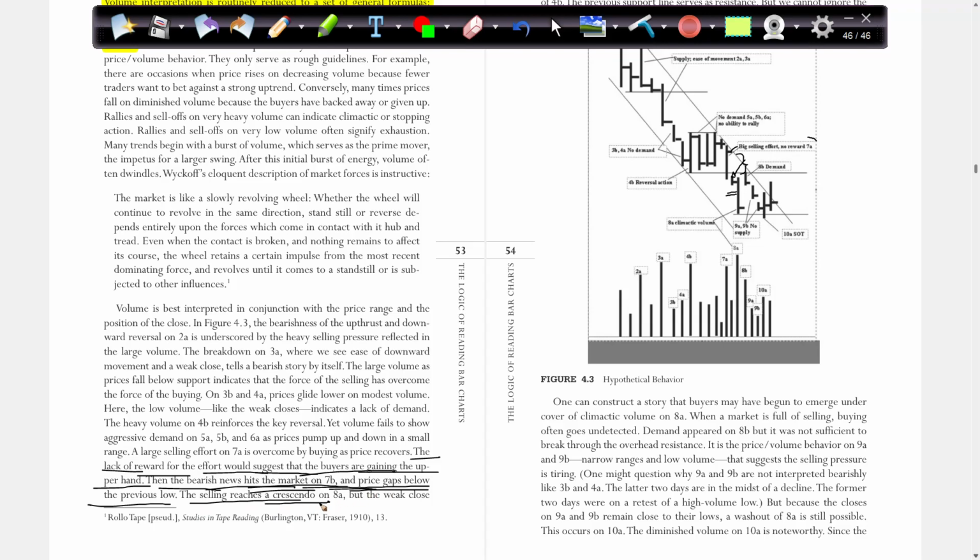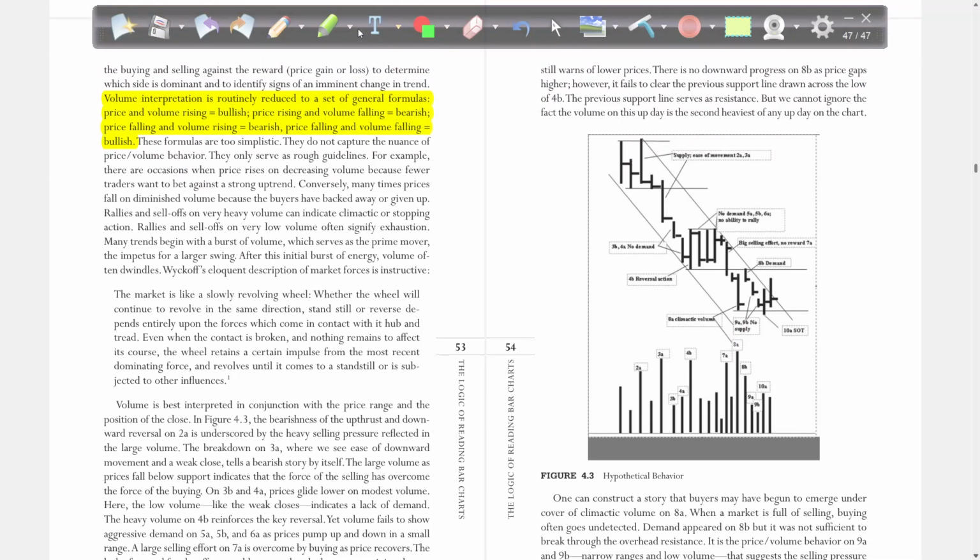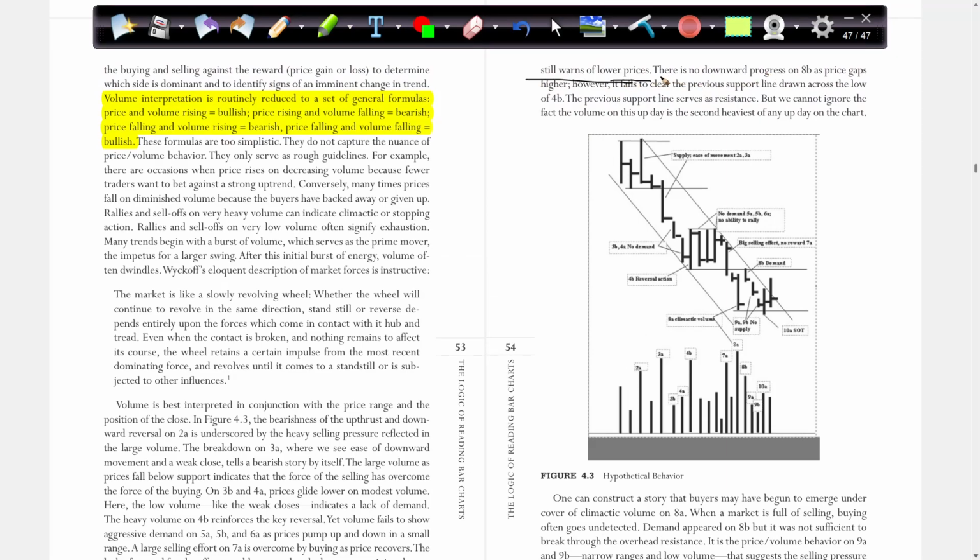The selling reaches a crescendo on 8A, but the weak close still wants up lower prices. Climactic volume on 8A. There is no downward progress on 8B as price gaps higher. However, it fails to clear the previous support line drawn across the low of 4B. Here the previous support line serves as resistance.